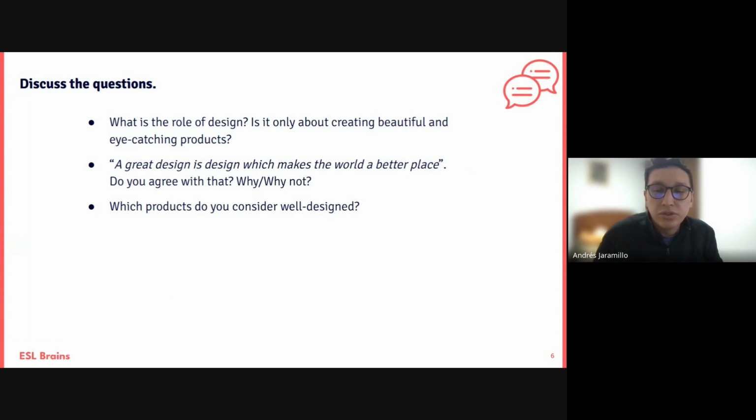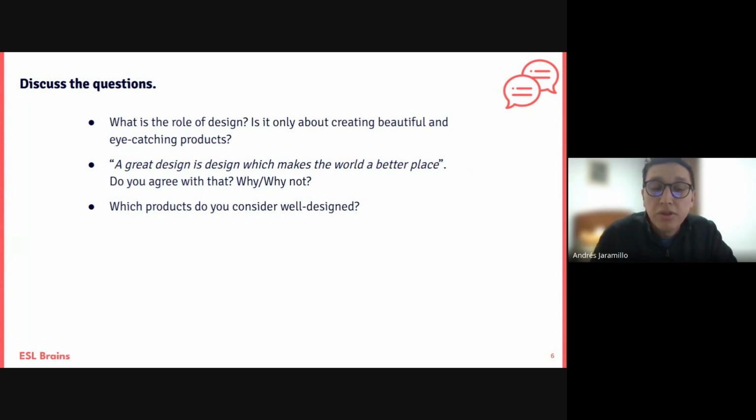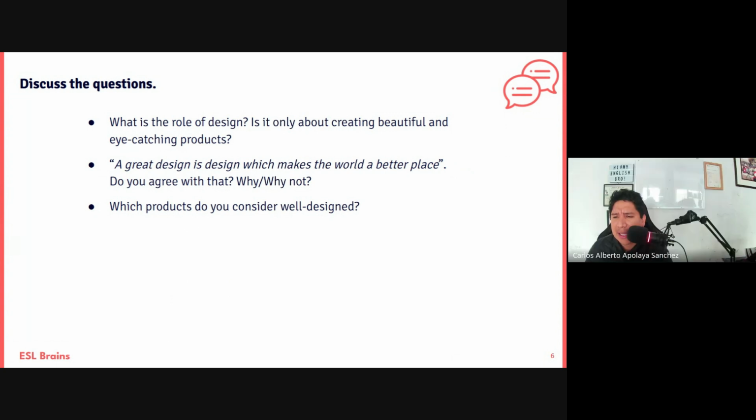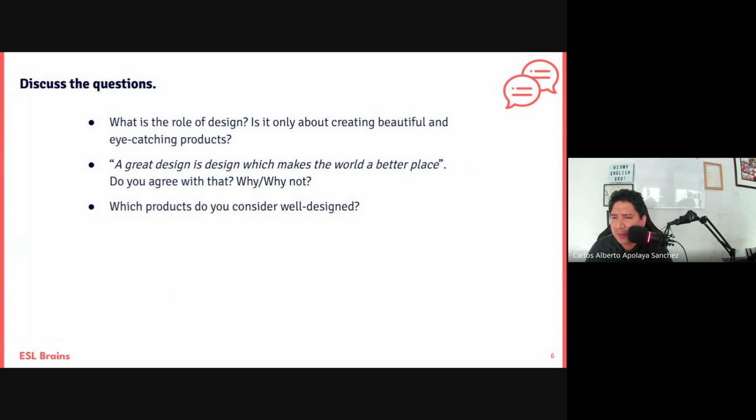Then the customers are catching the product. Yeah, but eye-catching is an adjective. Eye-catching means atractivo. So the consumers are eye-catching or the products are eye-catching? The products are eye-catching for the people, right? And which products do you consider well designed? There is one brand, and everybody agrees with this. They are the best in marketing and design. What's your opinion? Which product do you consider well designed?